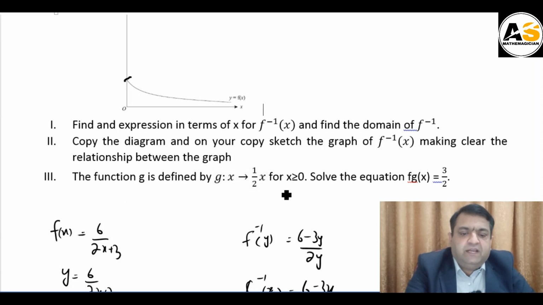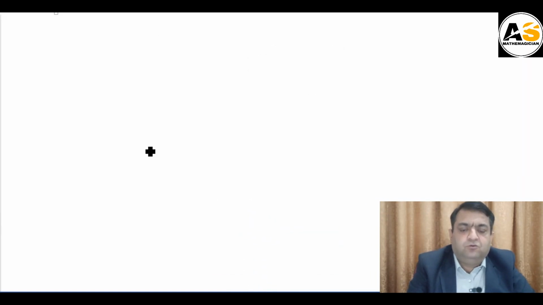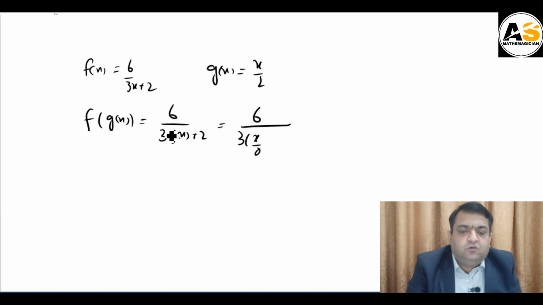In the third part, we are given another function g of x is equal to x over 2, and we have to solve the equation f of g of x is equal to 3 by 2. f of x is equal to 6 over 2x plus 3 and g of x is equal to x over 2. f of g of x will be 6 over 2 times g of x plus 3.